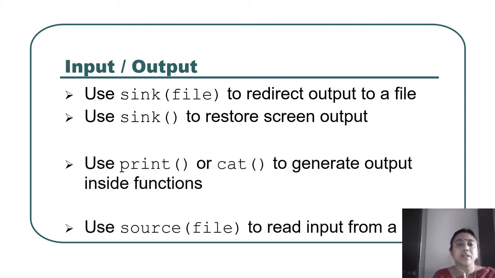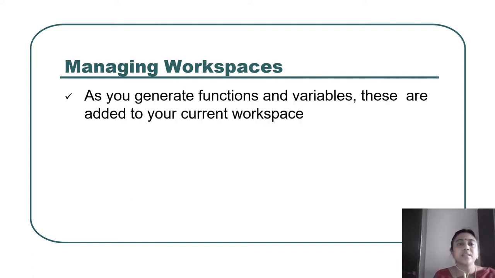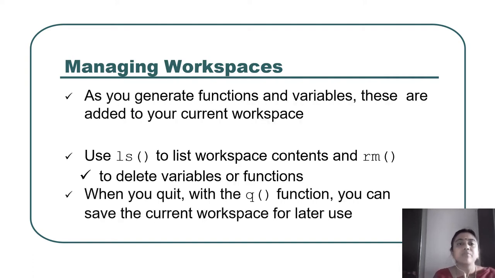Next, let us consider input and output statements. We can use print or cat to generate output inside functions. Use source to read input from a file. Next, what are the basic utility functions? Length, mean, median, range, unique, summary, diff, and rev, which reverses elements. These are the basic utility functions. Next, let us consider how we can manage our workspace. As we generate functions and variables, these are added to the current workspace. For example, ls lists workspace contents and rm deletes variables or functions. When we quit, we use the q function. You can save the current workspace for later use.